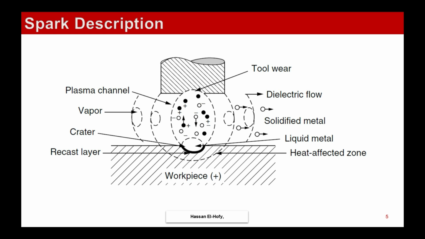Some of the molten metal from this spark will not have time to be ejected as debris or solidified metal in the dielectric, and will re-solidify, causing a recast layer. This recast layer is very hot. It will affect the bare metal of the workpiece, causing the heat affected zone, as you can see in the figure.